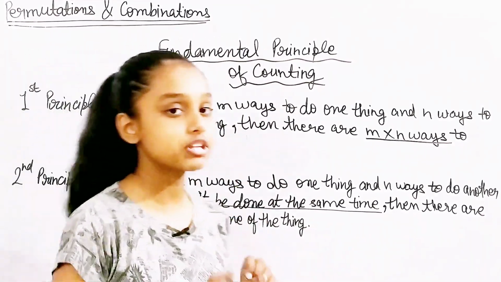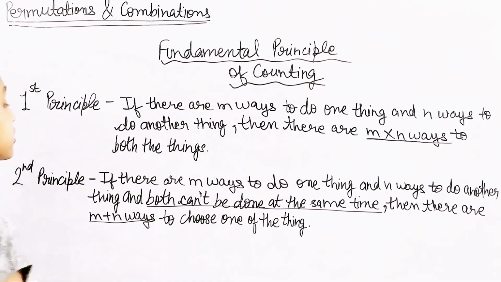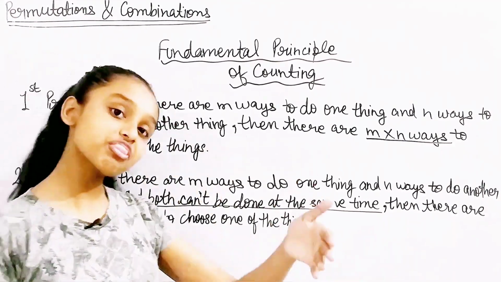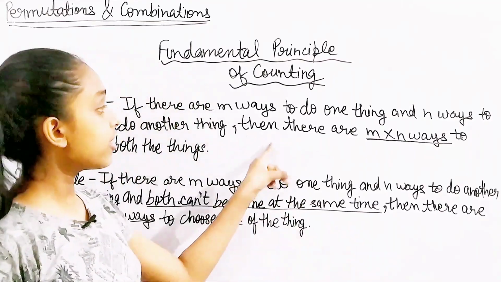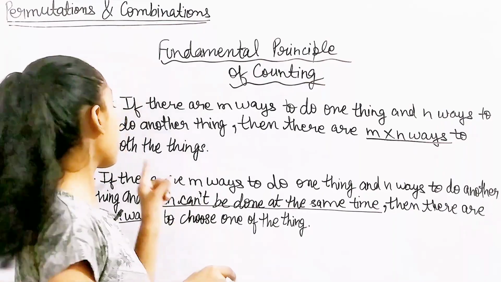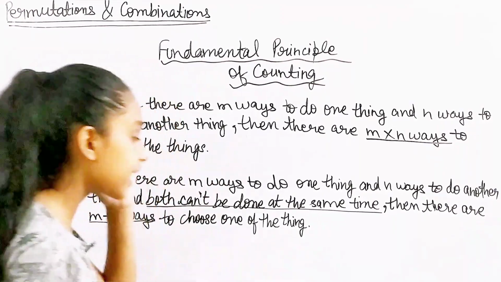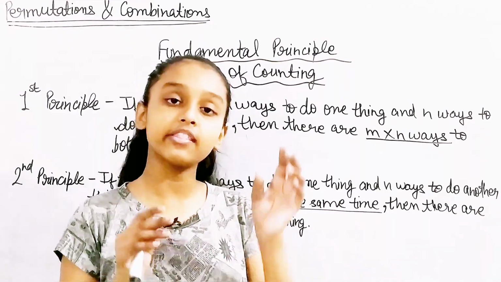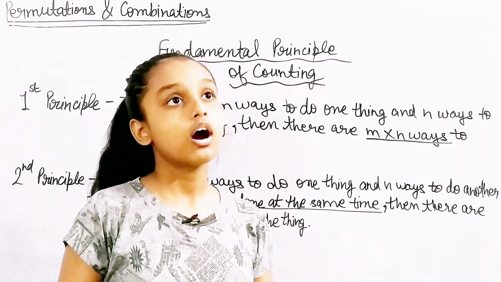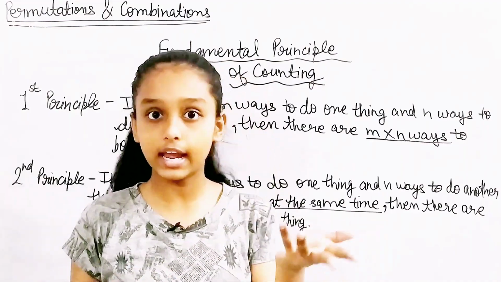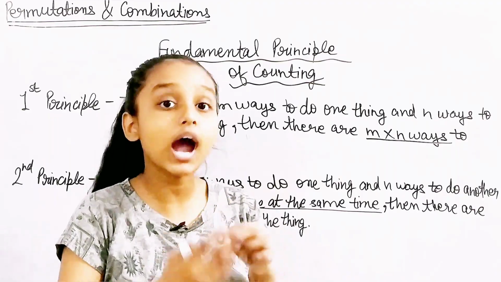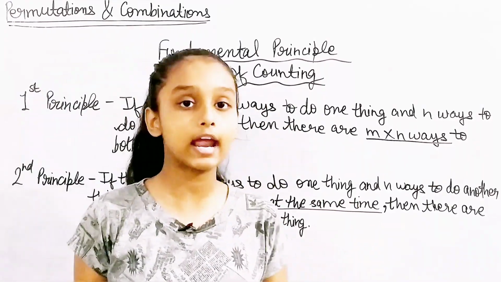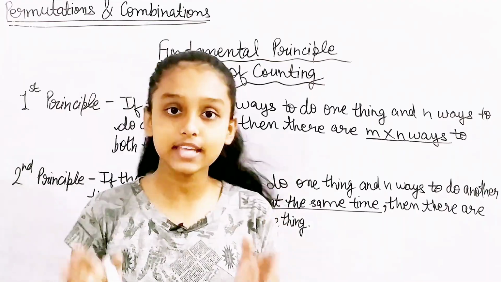I've already written these two things as there was nothing hard in it. So what is the first principle saying? It is saying if there are m ways to do one thing and n ways to do another thing, then there are m into n ways to do both the things. That is, if we have m ways and n ways, and there are actually two things, those two things can be done at the same time. So what we'll do is just multiply those ways: m ways into n ways. This is what the first principle says.